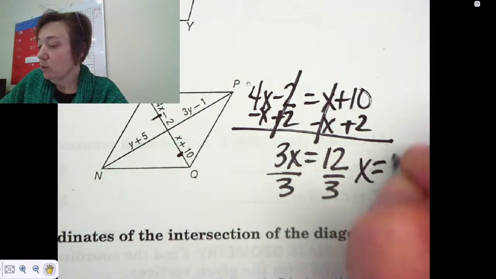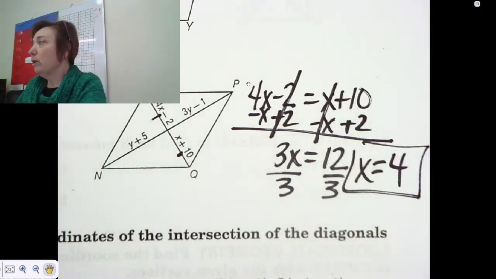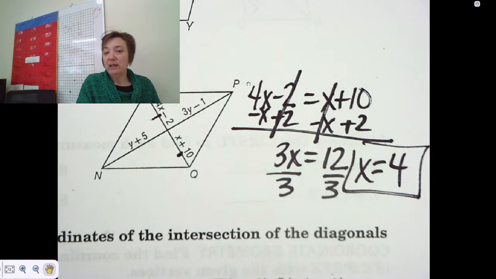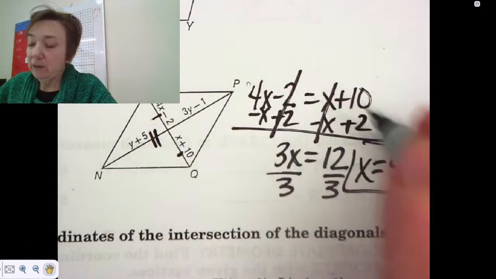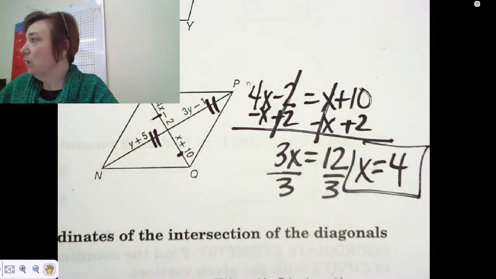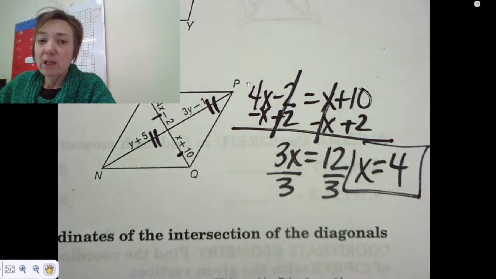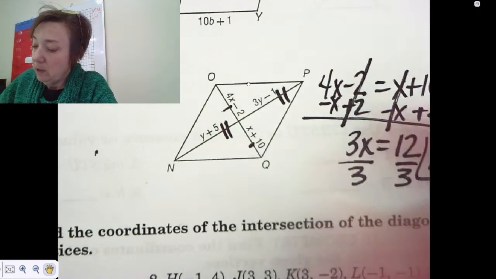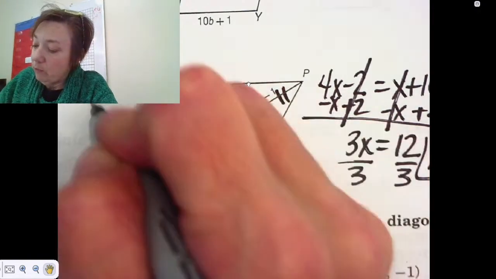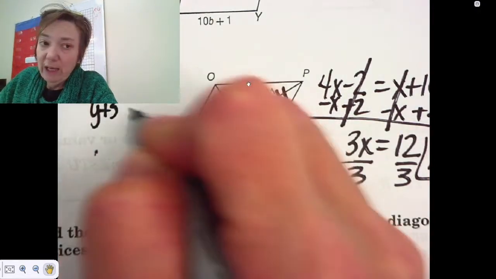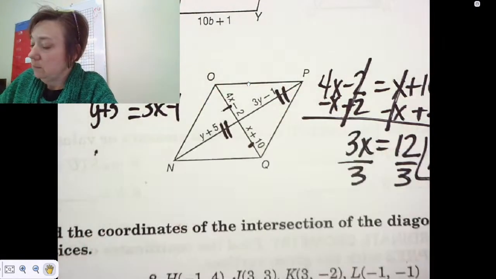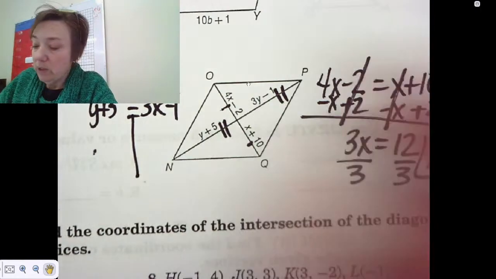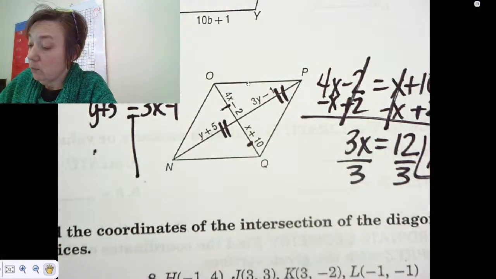X equals 4. And then we would do the same thing to find our y, right? So y plus 5 and 3y minus 1 have to equal each other. So we would have y plus 5 equals 3y minus 1, right?